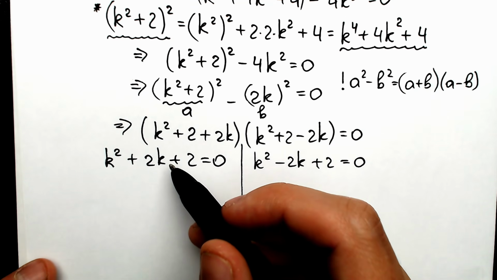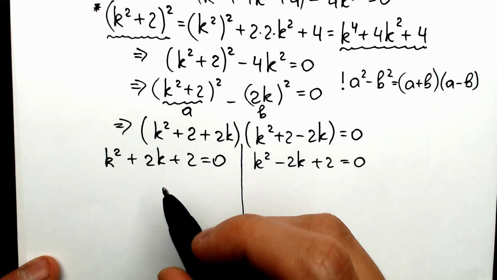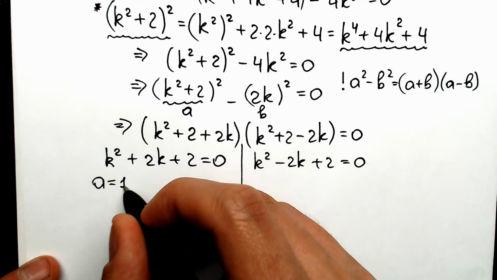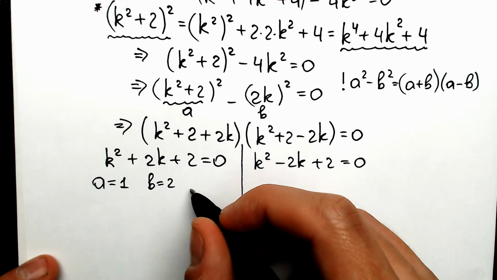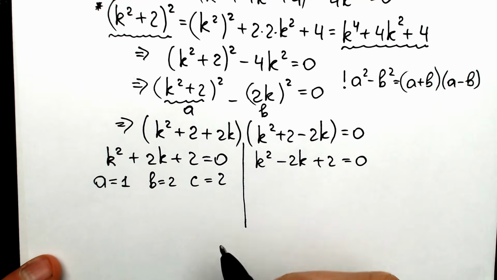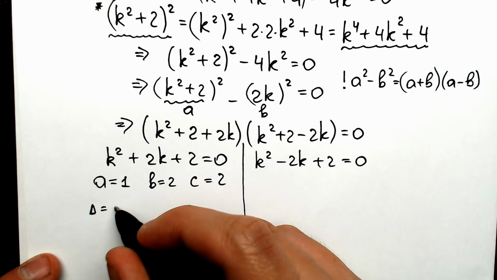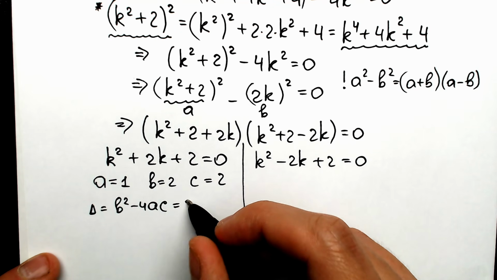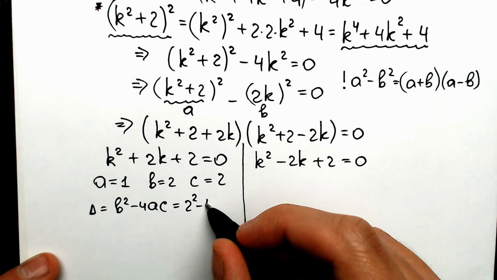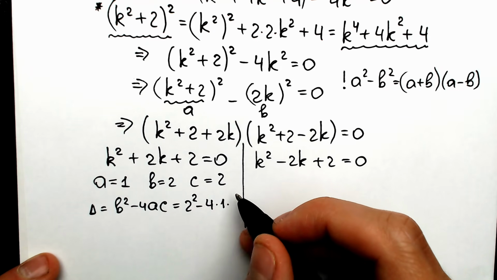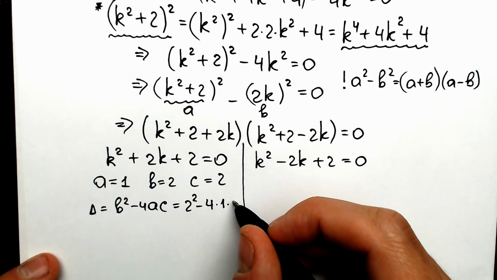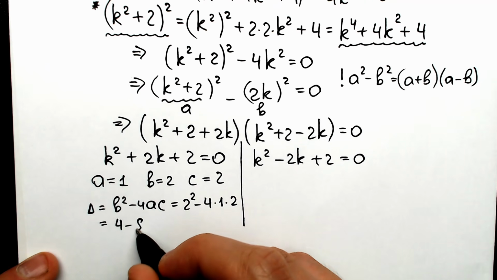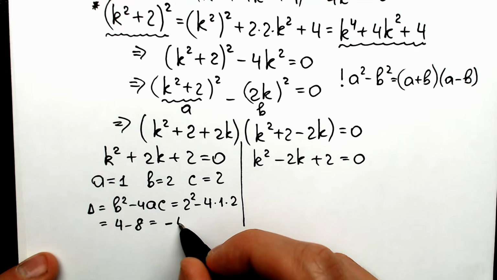Let's start, for example, with this one. We know every coefficient right here: a equal to 1, b equal to 2, and c equal to 2. So let's solve for the discriminant, which equals b squared minus 4ac, so 2 squared minus 4 times 1 times 2. So our discriminant is equal to 4 minus 8, so equal to minus 4.